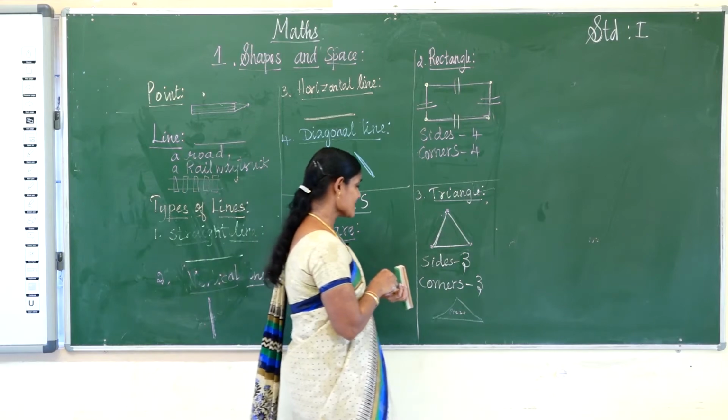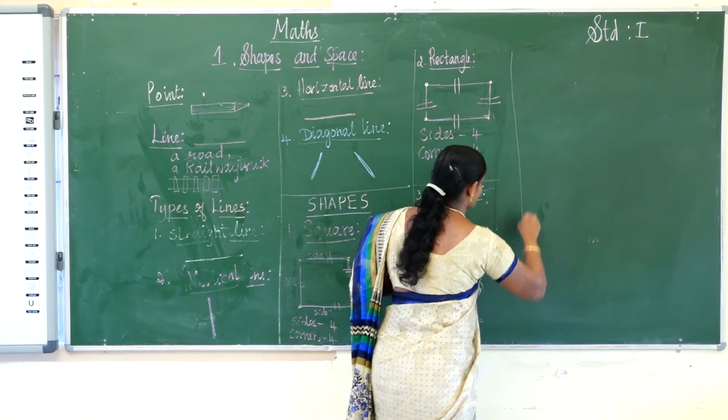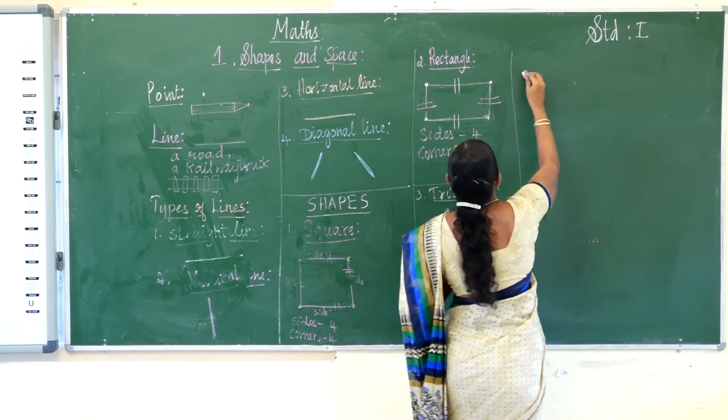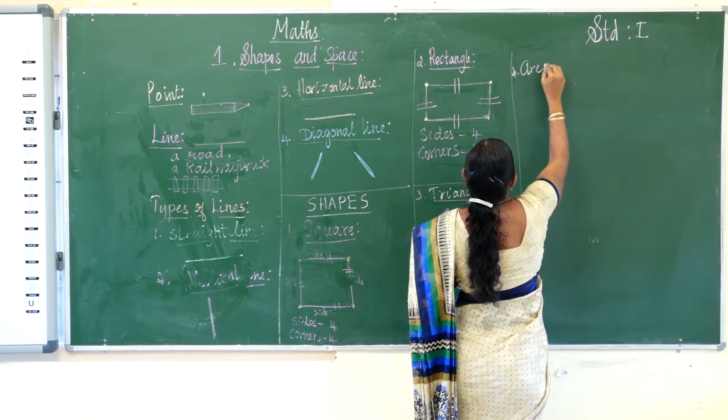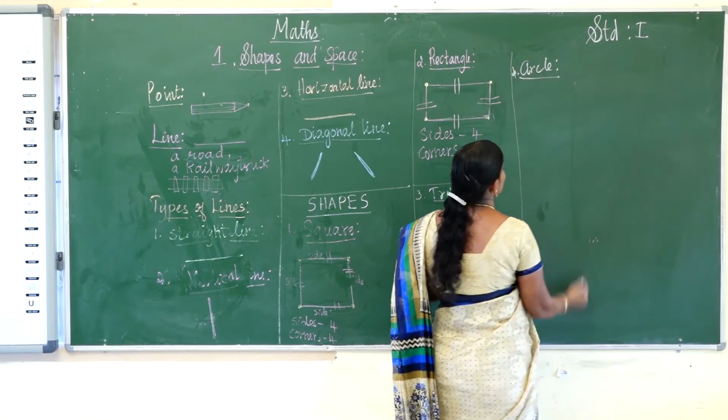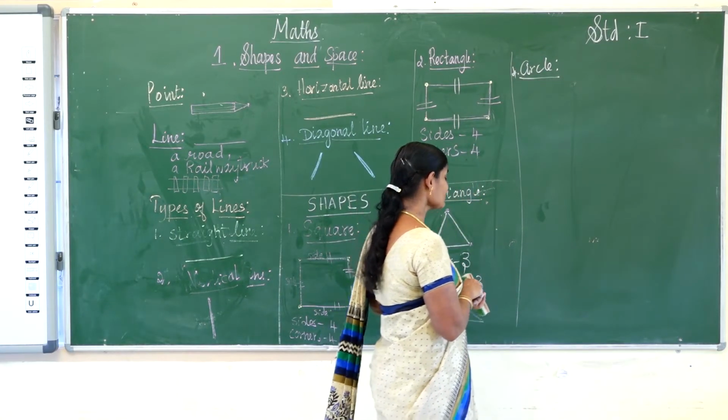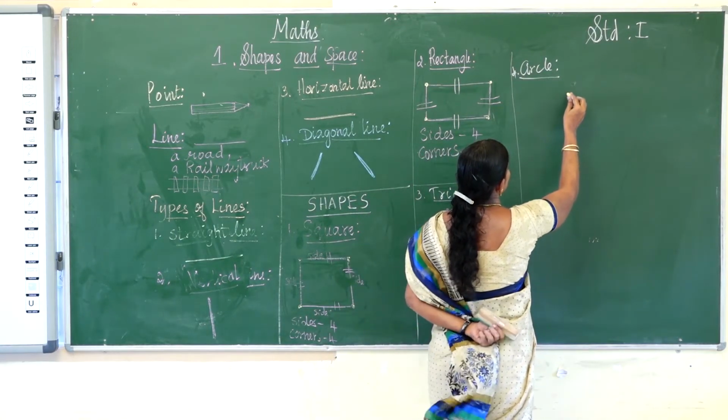Okay, next we see the circle. The fourth one we see is the circle. So we draw the circle.